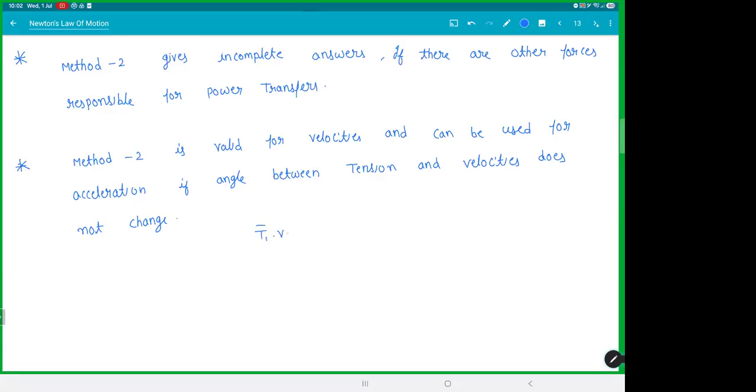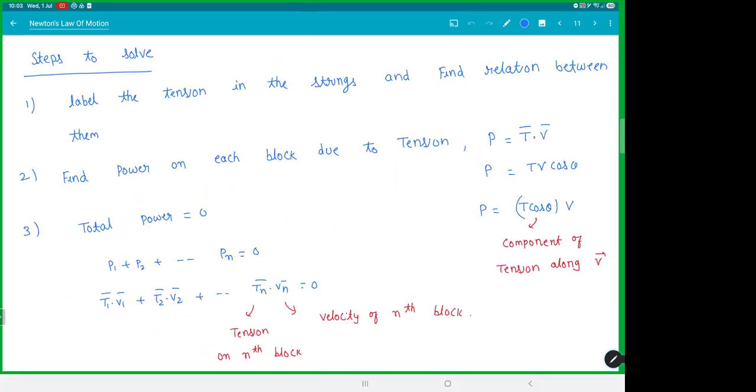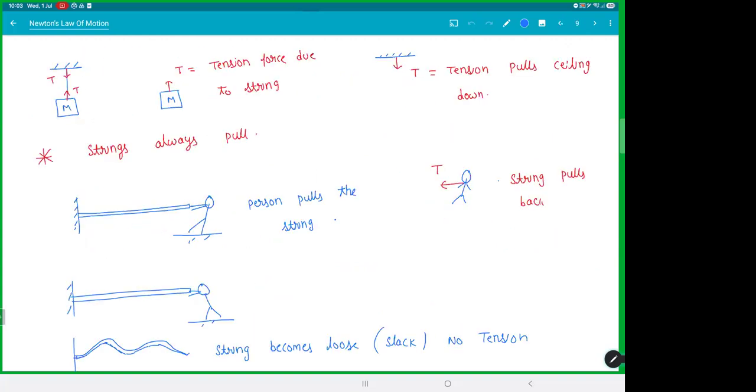So this was the idea there. T1 bar dot V1 bar plus T2 bar dot V2 bar, up to Tn bar dot Vn bar is 0. Differentiate with respect to time. Then your acceleration relation becomes T1 bar dot A1 bar plus T2 bar dot A2 bar, and so on up to Tn bar dot An bar. So you can actually use this for acceleration also. But there's a small thing there, which we will talk about later. But anyway, the steps are clear. Great, let's see some questions then.